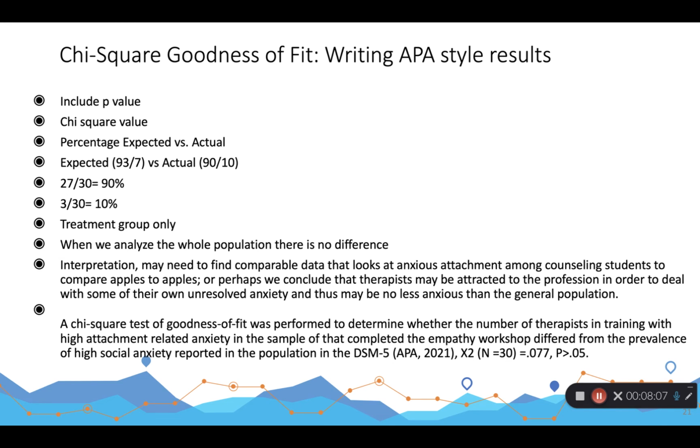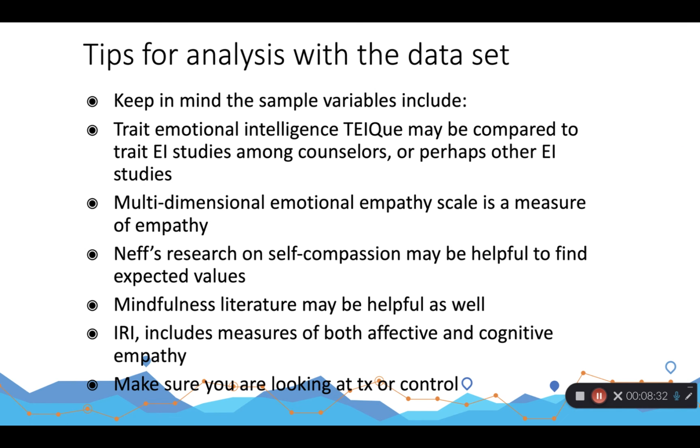So you just want to make sure with the APA style write-up that you include the p-value, the chi-square value, and the percentage expected versus percentage actual. So you can see the bottom bullet there shows you the APA style write-up. You just want to make sure to add the 90%, the percentages expected versus observed to that output.